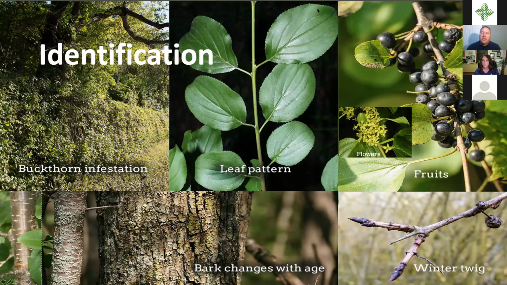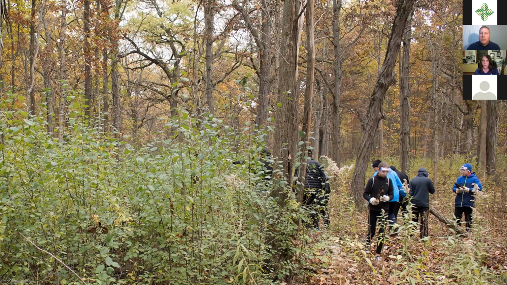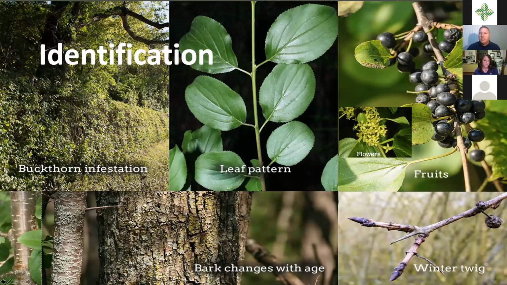The berries that you see in the upper right-hand corner form in late August, early September. So we're seeing them on the plants right now. They're that dark purple black color, very small, about 1/4 of an inch in diameter. Again, they're very prolific. There's about 3 to 4 seeds in each one of those berries.